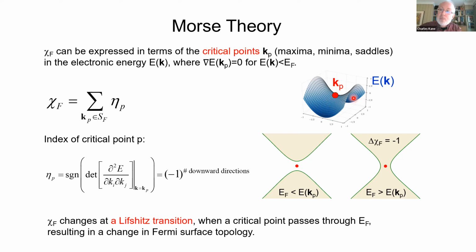For example, if you have a saddle point, then if your Fermi energy is a little bit below the saddle point, the Fermi sea is split into two pieces that don't connect. If you increase the Fermi energy above the saddle point, then those two pieces get connected to each other, and so there's a change in the topology. The Euler characteristic changes, and it changes precisely according to the index of the critical point that passed through the Fermi surface. So it makes sense that one should be able to characterize the Fermi surface topology in terms of these critical points.